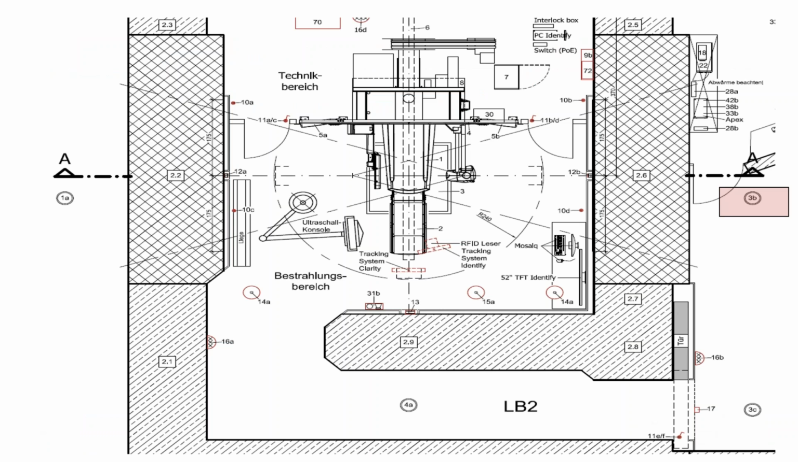This is the situation. You see the wall of 2.6, and this was the dimension with a non-IMRT machine. You see the point 3B. 3B is a public point, a point in the public area. So we have to achieve at this point 1 millisievert per year.